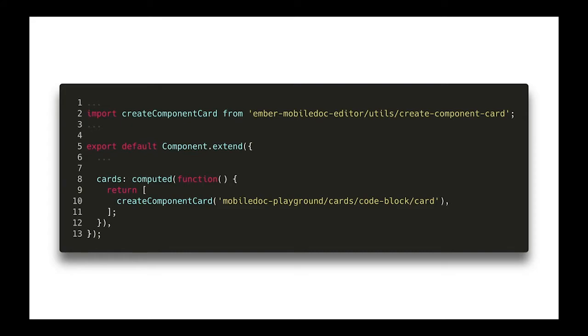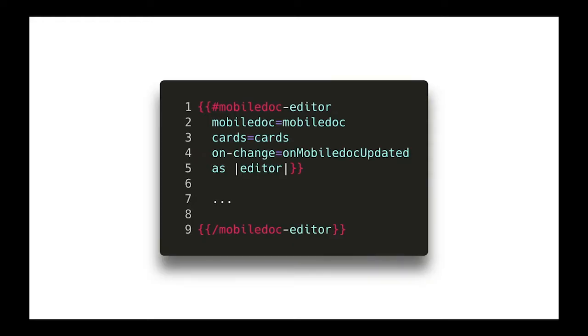We have added a computed property on line 8 that returns an array of cards. We use the create component card helper provided by Ember Mobile Doc Editor to do this, as you can see on line 10. The template is then changed to pass that cards array into the Ember Mobile Doc Editor component. You can see that change on line 3.